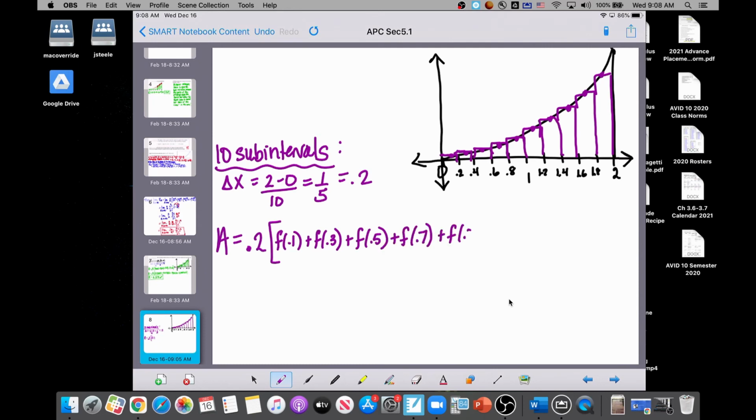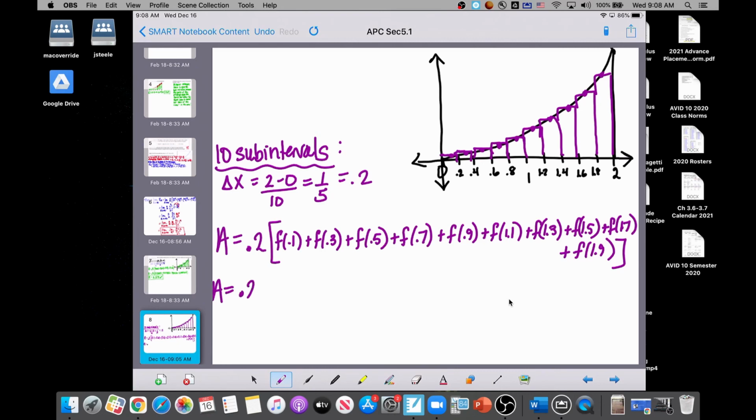0.7, 0.9, 1.1, 1.3, 1.5, 1.7, and 1.9. Right? And so now we grab our calculator and we have to find all of those values again by plugging them into x cubed. So for the first one, what is 0.1 cubed? What is 0.3 cubed? What is 0.5 cubed? So I use my calculator to calculate those.